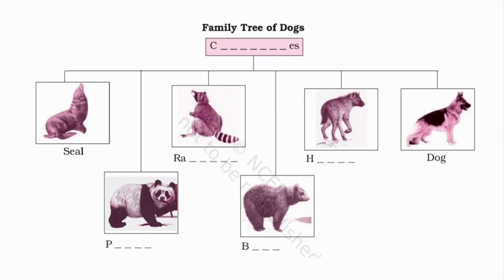Students, here you can see a chart with pictures of different animals. The title of this chart is Family Tree of Dogs. I have taken this chart from our textbook Honeysuckle and it is there on page number 25.